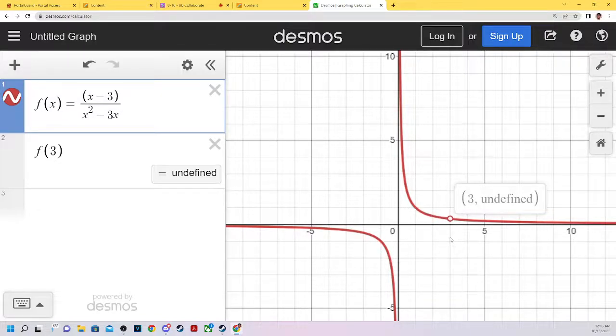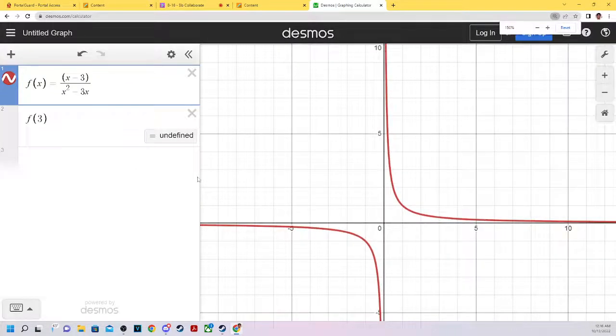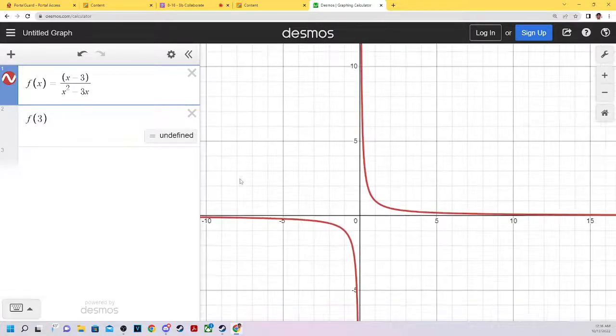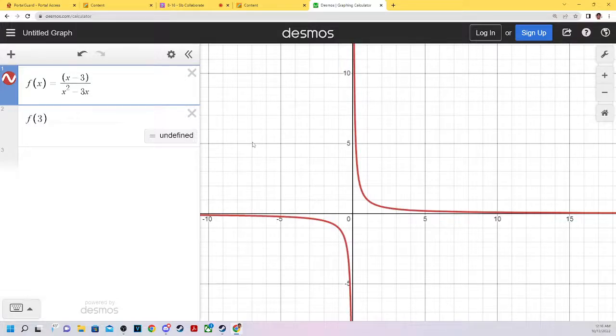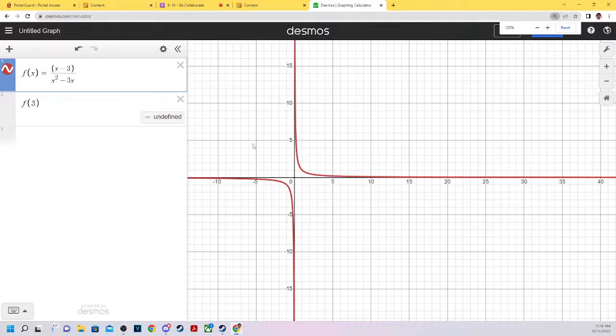Most TI-84, 85 calculators will not show this behavior at all. So you have to be careful. You have to know that you're looking out for a hole in particular. Make sure that any factors you cancel out, you exclude in your domain, and that becomes a hole instead of an asymptote. So that is a rough sketch of our graph.